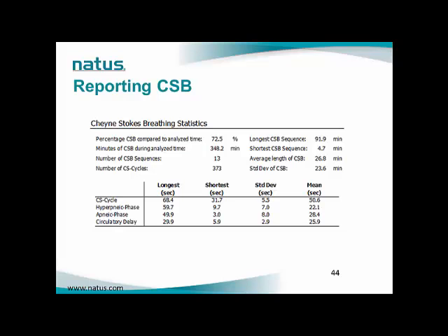RemLogic has an embedded report section on CSB that uses the results from the phase desaturation association to calculate circulatory delay statistics for reports. The following parameters are reported: CSB percentage, number of CSB sequences, number of Cheyne-Stokes cycles, and longest and shortest CSB sequence.